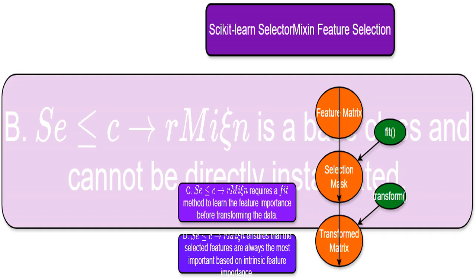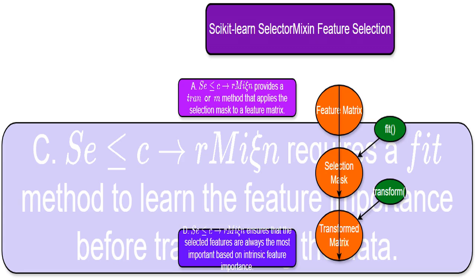That's correct. Think of SelectorMixin as a blueprint, not a finished house. It defines the structure that all specific feature selectors will follow. However, you can't use the blueprint directly. You need a specific feature selector, built upon this blueprint, like SelectKBest or SelectPercentile. Absolutely true.